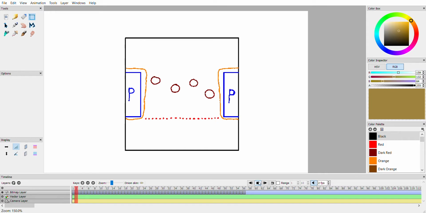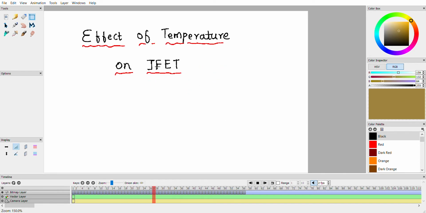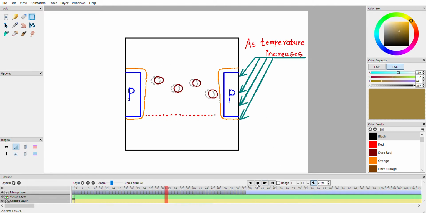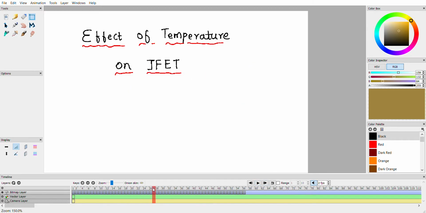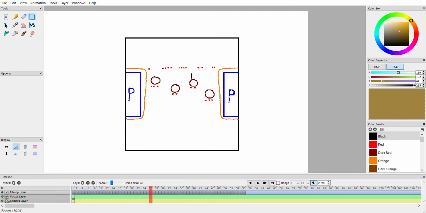See, the electrons are moving. This happens when we provide positive voltage to the drain terminal. As you saw here, the majority of electrons were able to pass through these atoms.